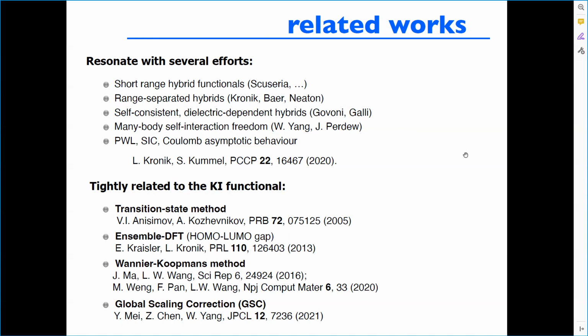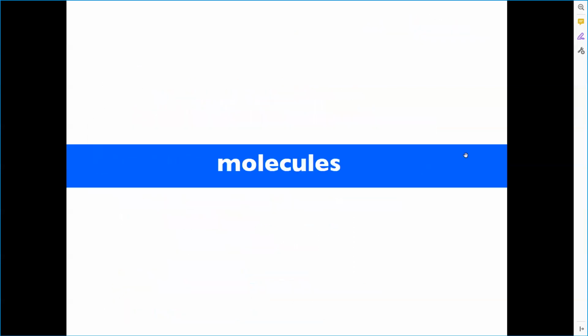I think there is this nice review by Kronik and Kümmel. And then there are these other methods that are very similar to some of the flavors of our Koopmans development. The transition state method is very similar to KI, and Sample DFT is also very similar to KI. And then these other two recent approaches by Lin-Wang Wang and Weitao Yang are also somehow similar to Koopmans functionals. So this is just to give credit and set the stage. And let's see how it works.